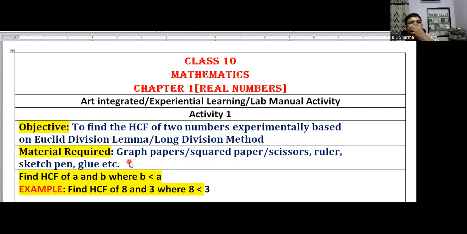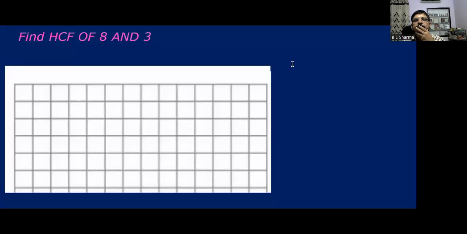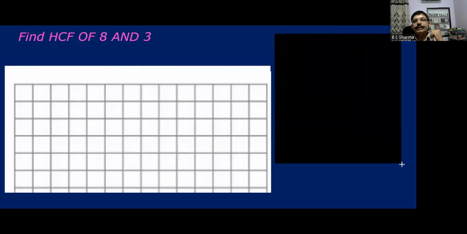And I'm taking here the example to find out the HCF of two different numbers, that is 8 and 3. And here 8 is greater than 3. So here the activity is to find the HCF of the two different numbers, that is 8 and 3, through activity. How to find it out? So for that, first of all, we find out the HCF by the long division method.